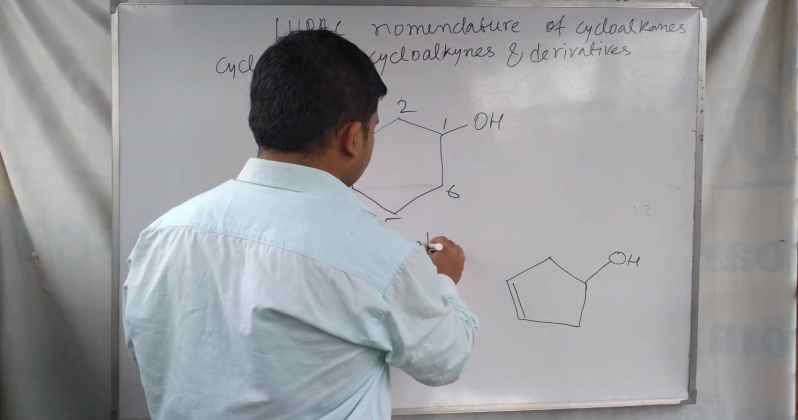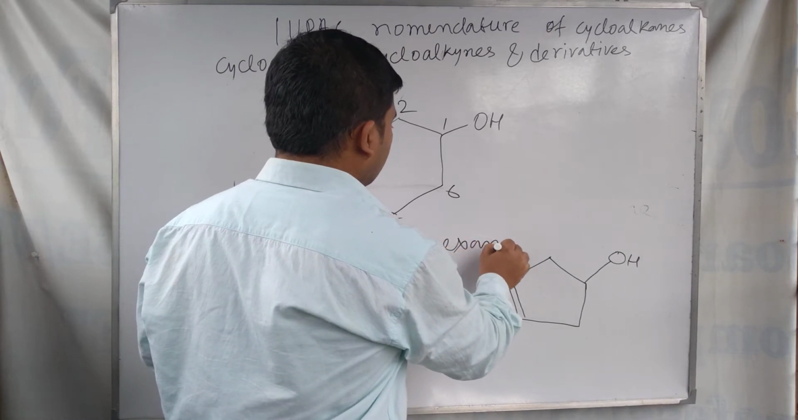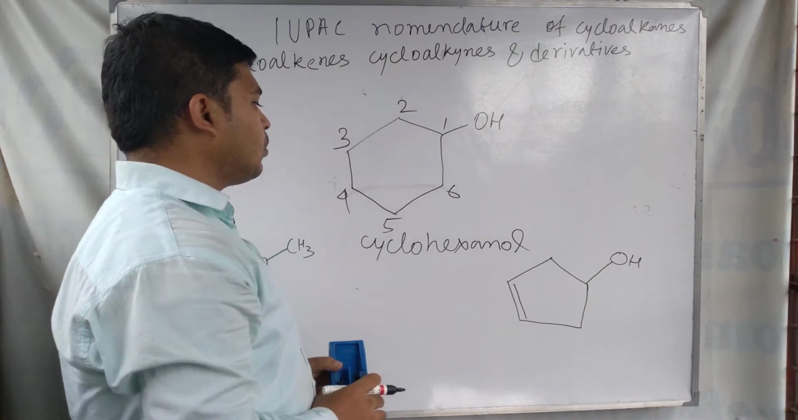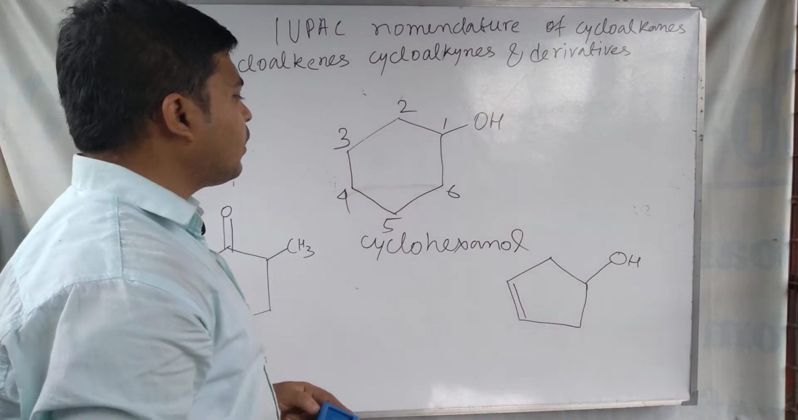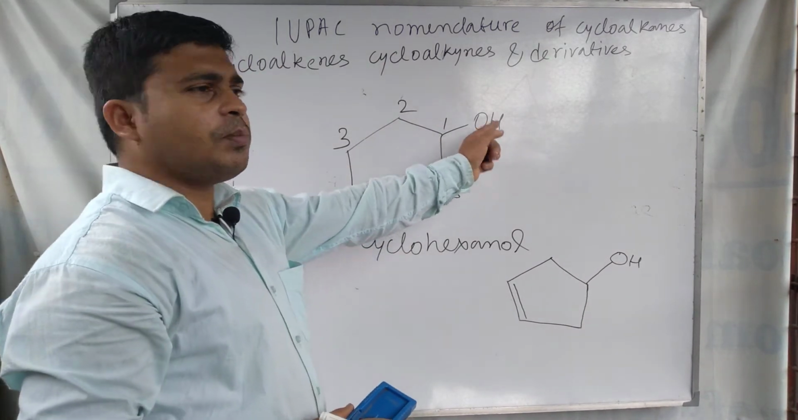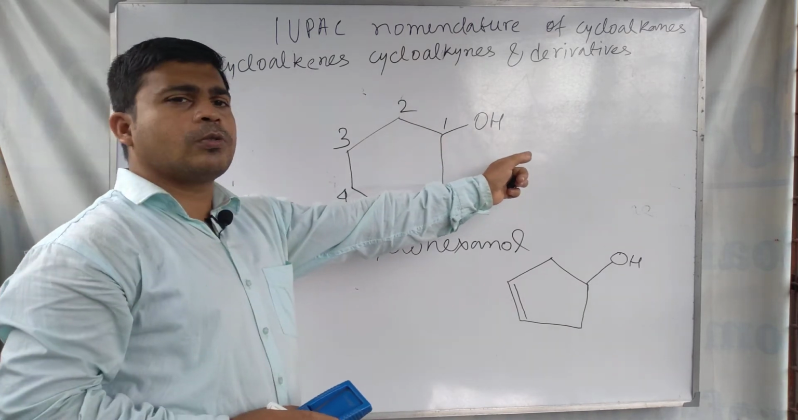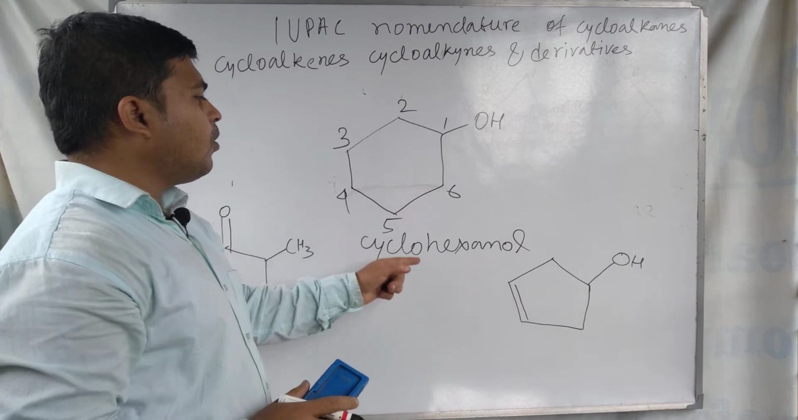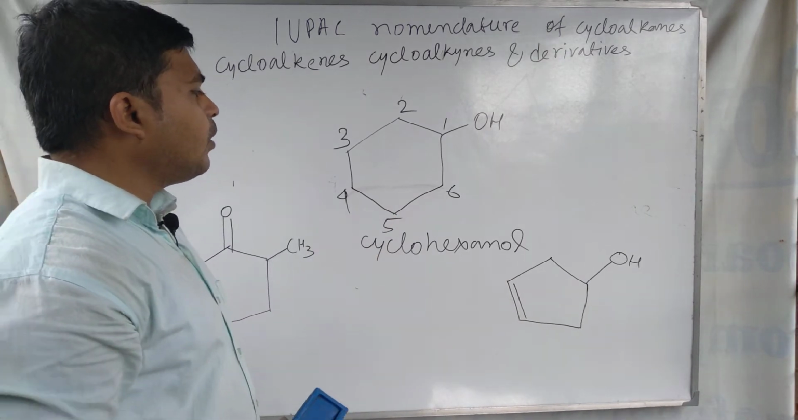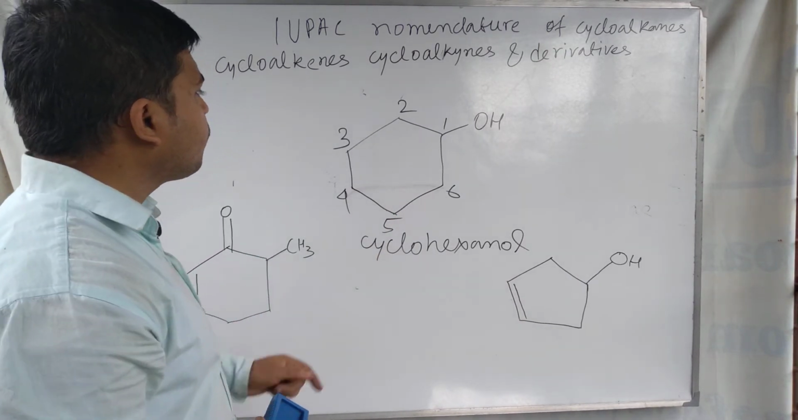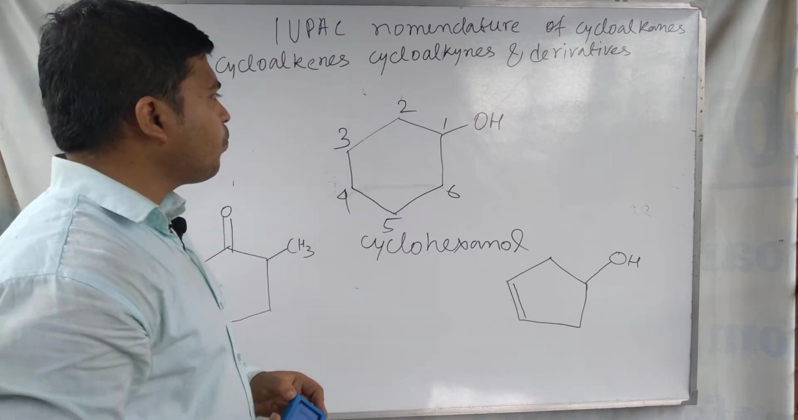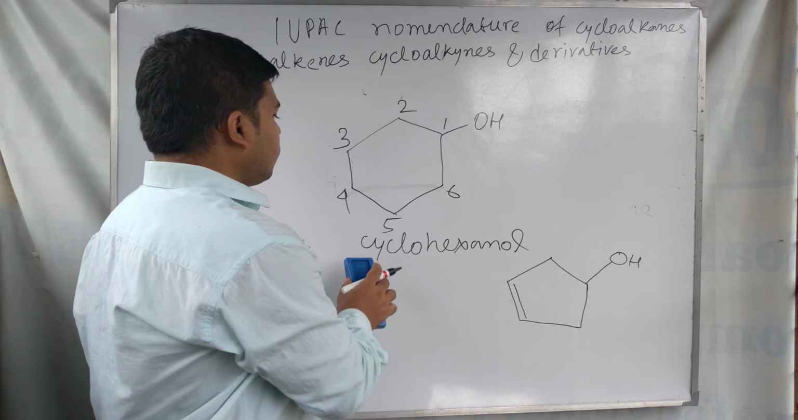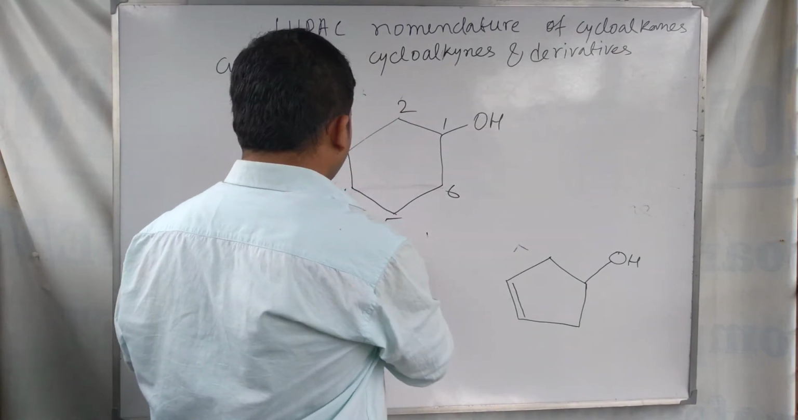Cyclo, hex, and hexanol, cyclohexanol. Anol is the suffix because the alcohol functional group is present here. So cyclohexan-1-ol, or cyclohexanol, is the name of this molecule. So this is a derivative of cycloalkanes, and similarly other compounds' names can be written.